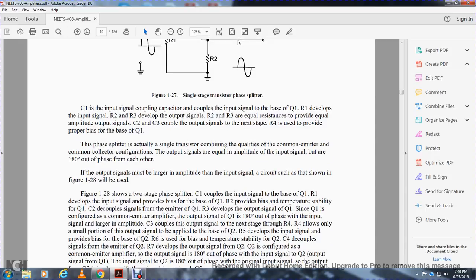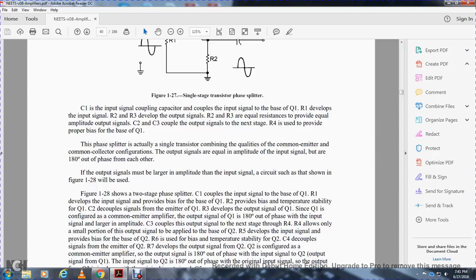Capacitor 1, the input signal coupling capacitor, couples the input signal to the base of transistor 1. Resistor 1 develops the input signal. Resistors 2 and 3 develop the output signals; they are equal in resistance and provide equal amplitude. Capacitors 2 and 3 couple the output signals to the next stage. Resistor 4 provides the proper bias for the base of transistor 1.